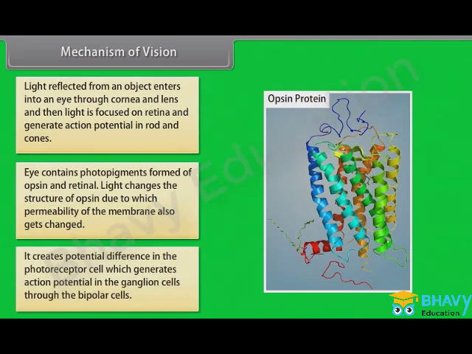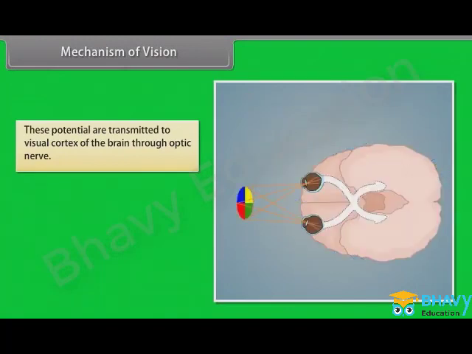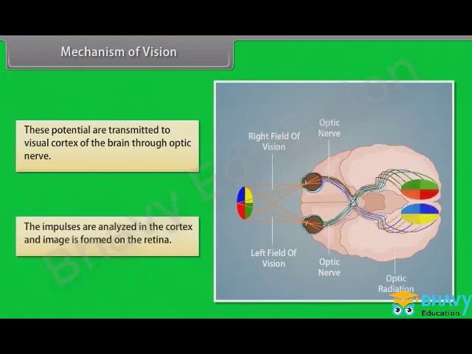It creates a potential difference in the photoreceptor cell, which generates action potential in the ganglion cells through the bipolar cells. These potentials are transmitted to the visual cortex of the brain through the optic nerve. The impulses are analyzed in the cortex and the image is formed.